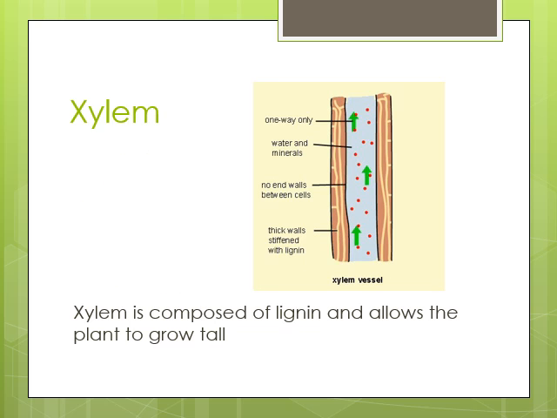Xylem, on the other hand, has lost those cell compartments. So all the cells have fused together to make almost a big, long straw. Xylem helps the plants grow tall.